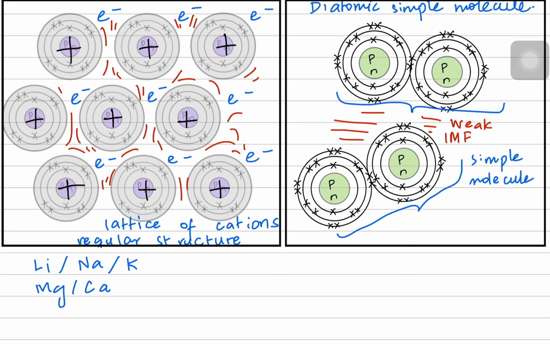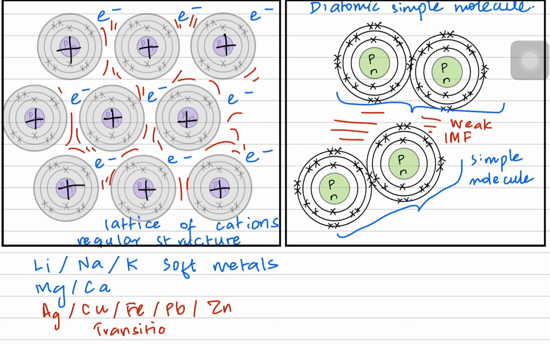Lithium, sodium, potassium, magnesium, calcium, these are soft metals. Their metallic lattices are not very strong. The electrostatic attractions there are not very rigid. There are other metals which are called the transition metals. Their metallic lattice is very hard, like silver, copper, iron, lead and zinc. They are called transition metals. Their metallic lattice is very hard with very high electrostatic force.